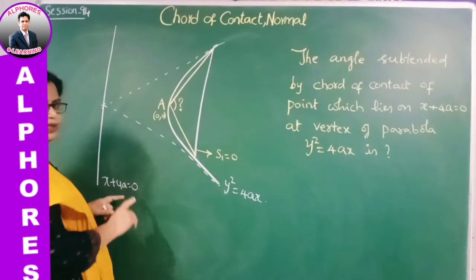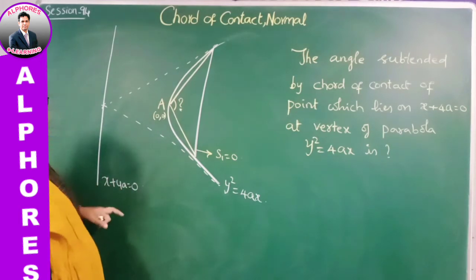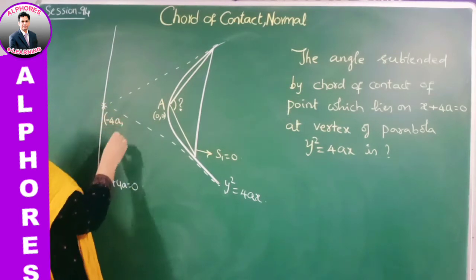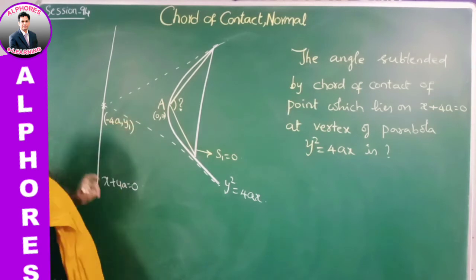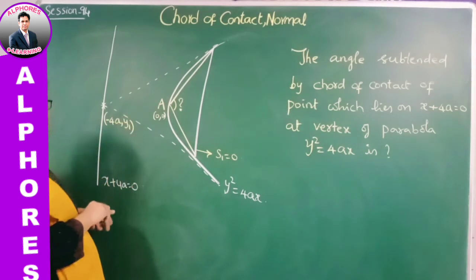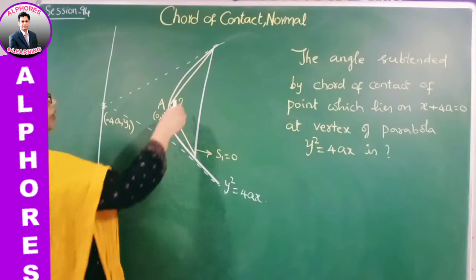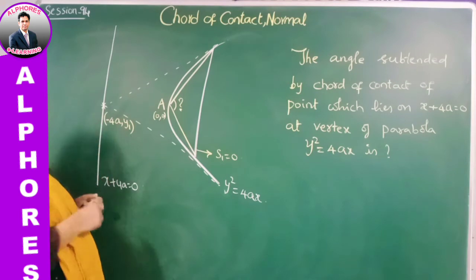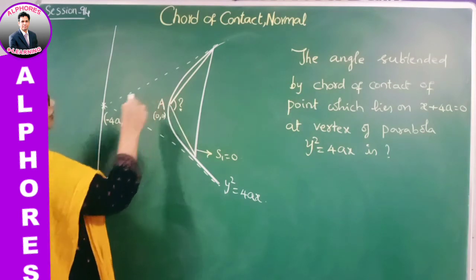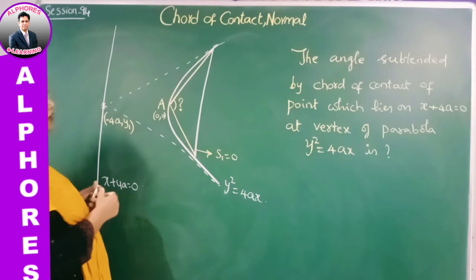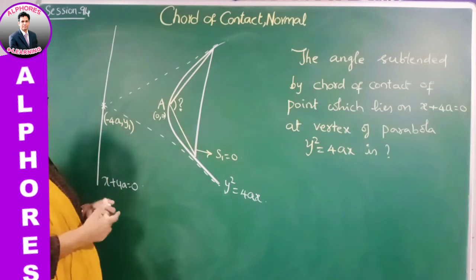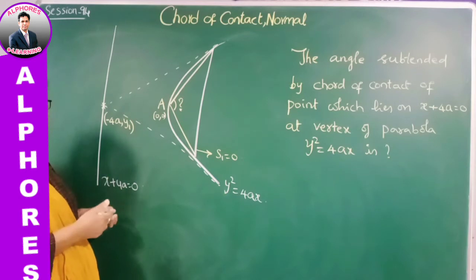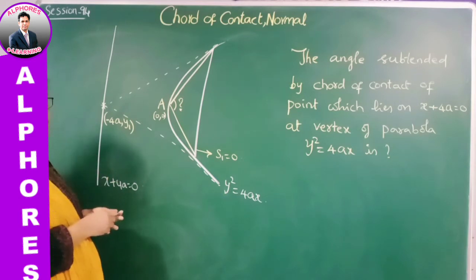Now students, clearly on the line x plus 4a is 0, the abscissa is nothing but minus 4a, and the ordinate let us take as usual y1. Now what is the question actually? The chord of contact of the point minus 4a comma y1 subtends what kind of angle at the vertex? Now whenever any line is subtending some angle at the origin, we simply use the procedure of homogenization.